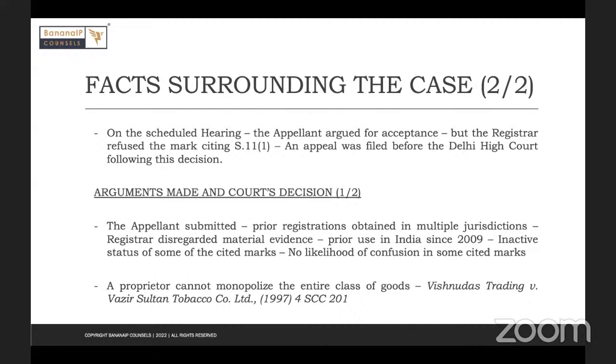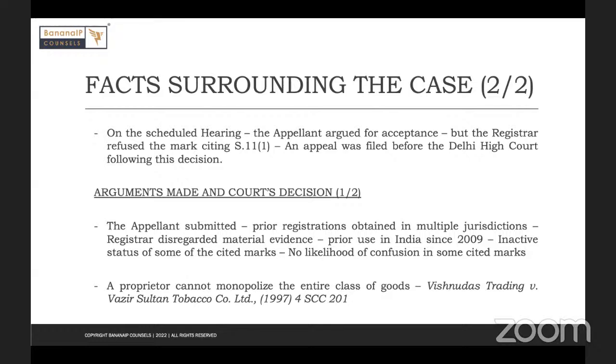In the appeal before the High Court, the appellant once again submitted the evidence that they had produced before the registrar, that they had already obtained prior registrations in multiple jurisdictions. These jurisdictions include the United States of America, Mexico, Canada, and several other countries. However, the registrar had disregarded this material evidence.